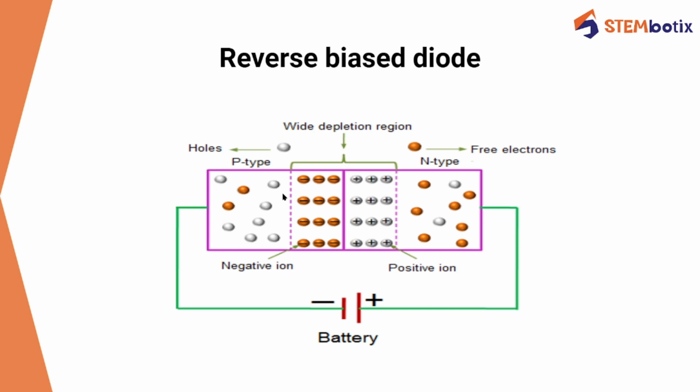Now, in this case, the region between these two is the depletion region, which is also called a barrier. The width of this barrier is so large that current cannot pass through it or go beyond it, and hence in reverse bias condition there will be no current flow. The current cannot go through this diode, and hence the diode blocks current in the reverse bias condition.